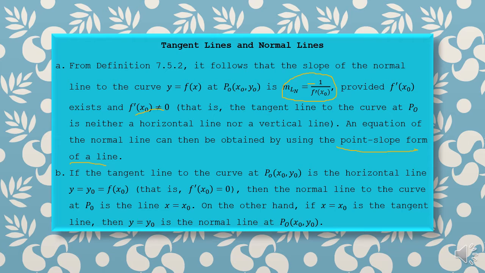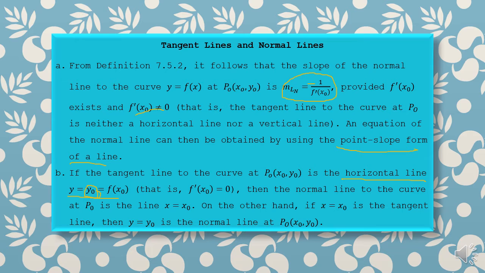Okay, if the tangent line to the curve at point P sub O is the horizontal line, take note, y equals y sub O equals f of x sub O. So, if yung tangent line natin, class, to the curve at point P sub O is horizontal line, which means ang equation natin is magiging y equals y sub O. Ibig sabihin, kung ano yung given ninyo na point na y sub O, is yun yung magiging tangent line ninyo.